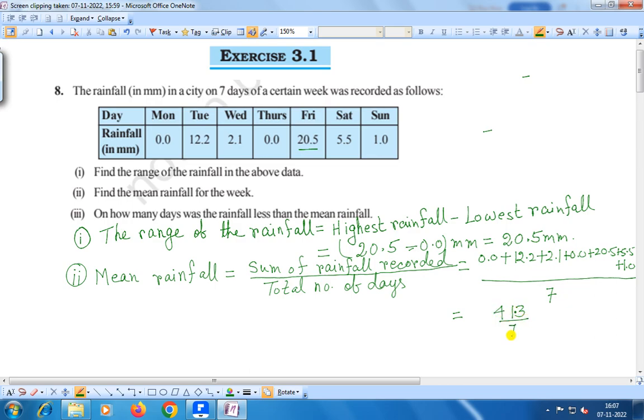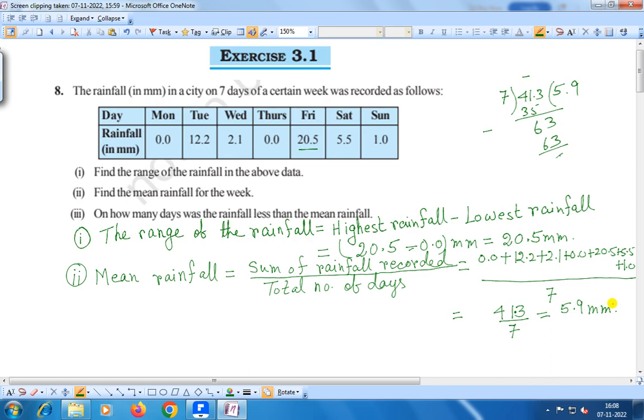41.3 divided by 7. If we divide 41.3 by 7, what are we getting? 7 5s are 35, 6, 11, and then 3 and 4, point, 7 9s are 63. That we are getting 5.9 millimeter.